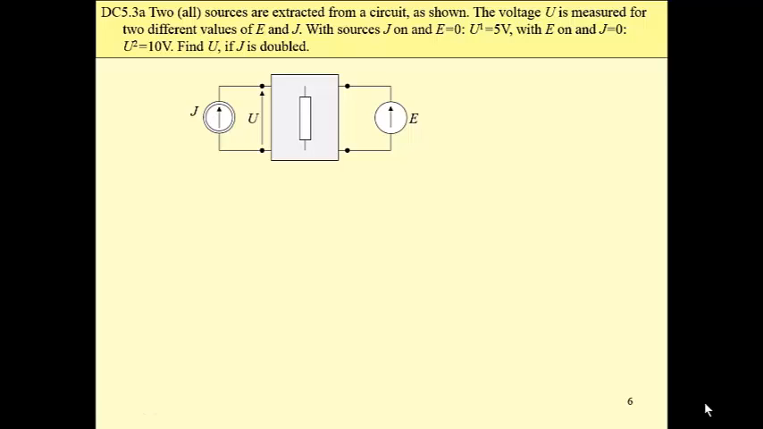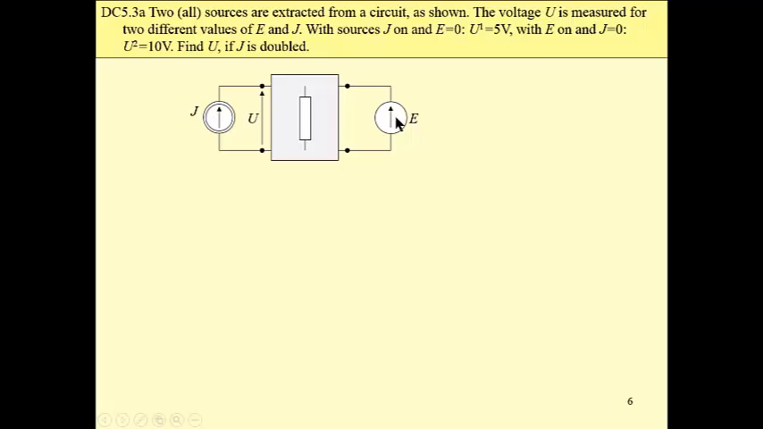We have an active circuit and we have two sources, a current source and a voltage source, and they are extracted from the resistive part, and our task is to find this voltage across the current source if the value of this current source is doubled. We know measurements of this voltage for two different combinations of values of these two sources.